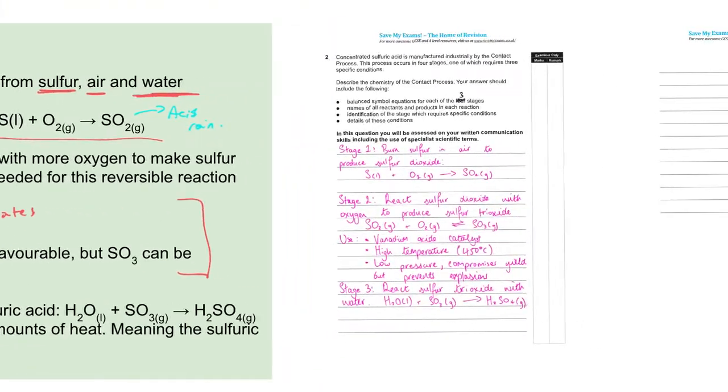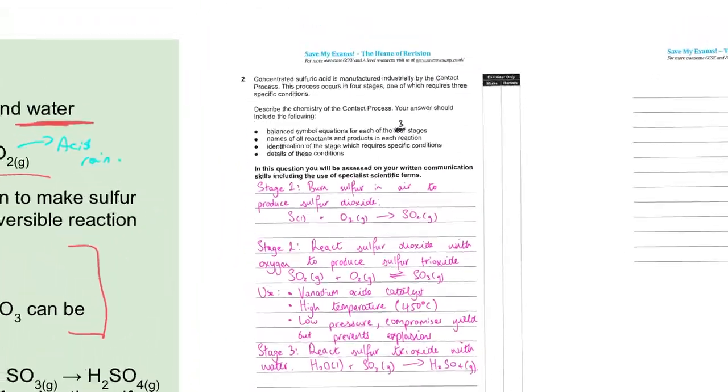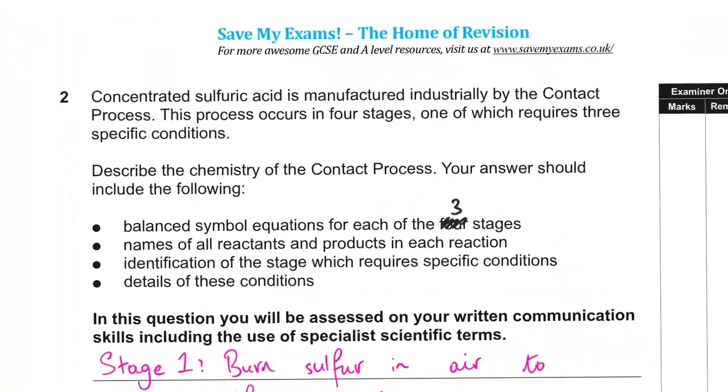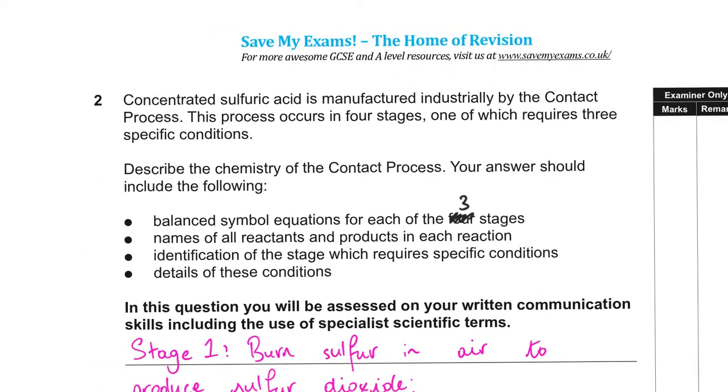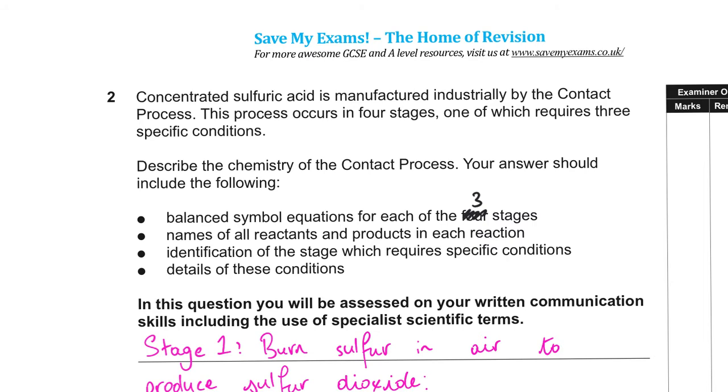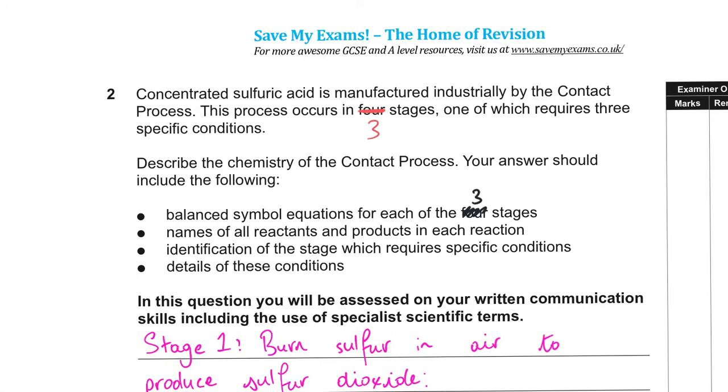Okay, we're going to move on to some past paper questions. I've pre-done them, so I'm going to talk you through my answers each time. So this is, again, the contact process. Concentrated sulfuric acid is manufactured industrially by the contact process. It occurs in 4 stages, and it requires 3 specific conditions. In our exam board, we only need to know 3. So I've changed it to 3.